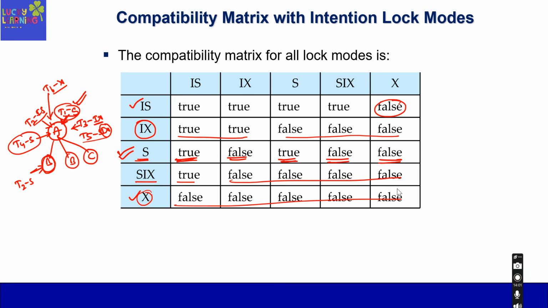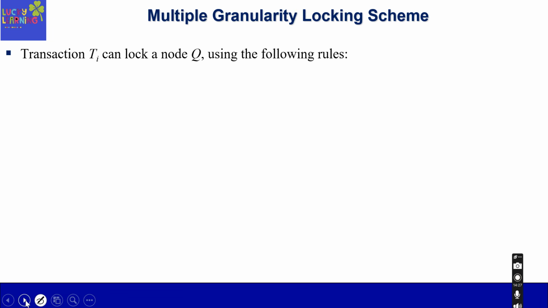You can remember it in this way for the exam. IS is not compatible only with X. IX is compatible with IS and IX. S is compatible with IS and S. SIX is compatible with only IS. X is not compatible with anyone. Remaining all are not compatible. False, false, false. Now, how can locking be done in the multiple granularity locking protocol?